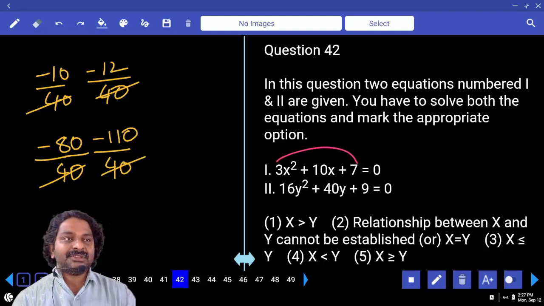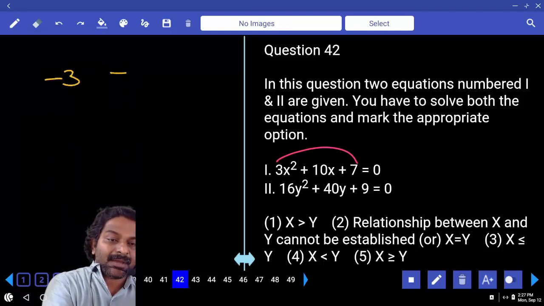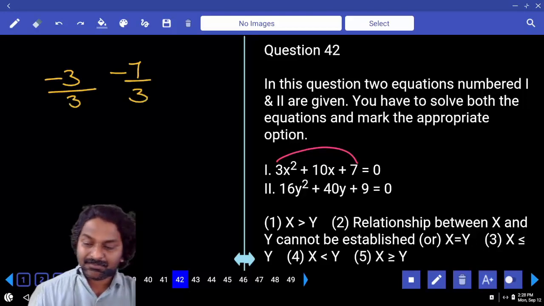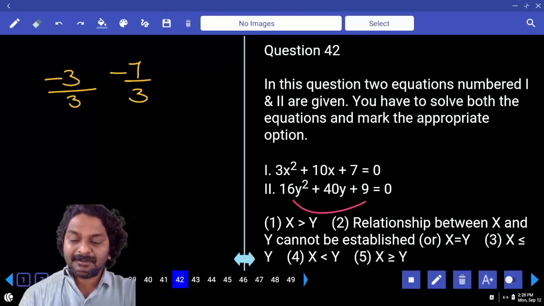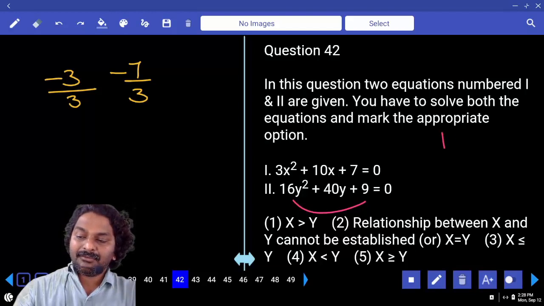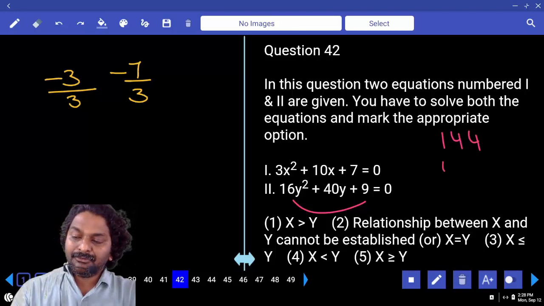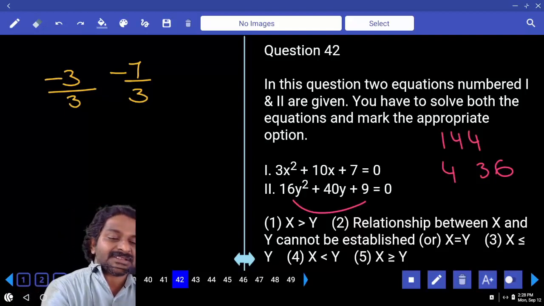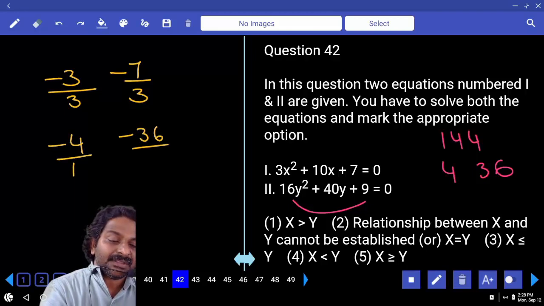Come on. Combination 3, 7 only. Factors -3, -7 by coefficient of x square, 3. Come on. 16 9 times. How much is that? 144. Now 144 can be written as 4 times 36 only. So +4 plus 36 is a combination. Factors are -4, -36 divided by 16.